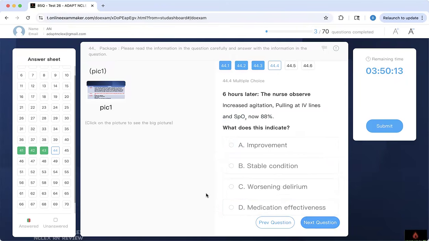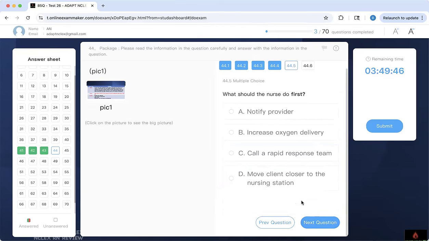Six hours later, the nurse observed increased agitation. The patient is now more agitated. He's pulling IV lines. His saturation is now 88. What do you think is going on? What does this indicate? Is he improving? Is it a stable condition? Is it delirium worsening? Or is this medication effectiveness? Pick your answer. And you know this is delirium worsening based on the condition.